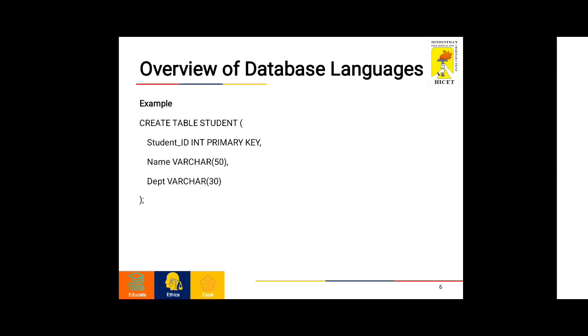This is an example of the create command: create table, then the table name, and then student ID, an attribute with integer as the data type and primary key, and then the name attribute with varchar of 50 as the data type, and department is an attribute with varchar of 30 as the data type. So this query is used for creating a table named student.